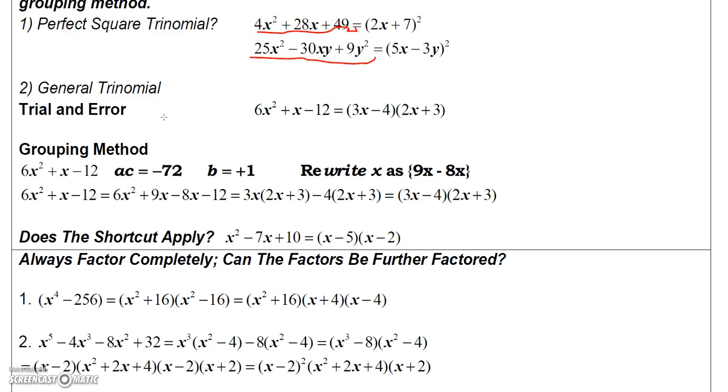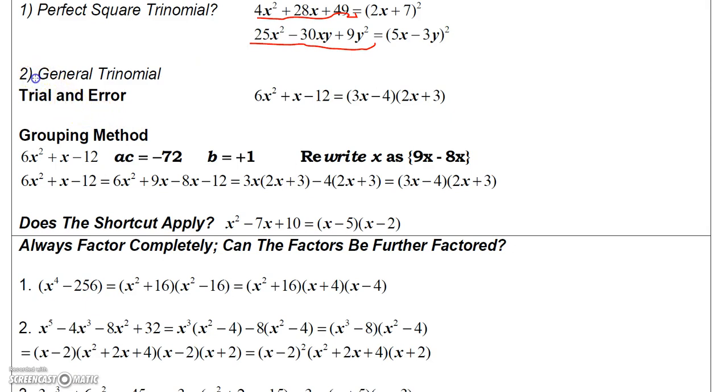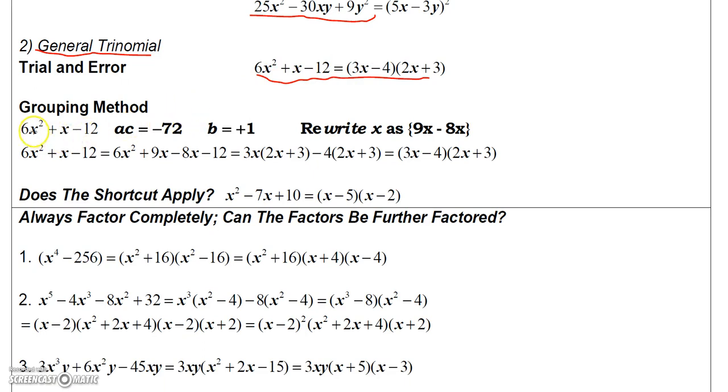Now if it's not a perfect square trinomial, you can factor it as a general trinomial. You can try trial and error like I did here, or you can do the grouping method where, remember, with the grouping method you multiply a times c and get negative 72, and then your b value here is 1. So you're looking for 2 numbers whose product is negative 72 and whose sum is 1. So I'm going to use 9x minus 8x.